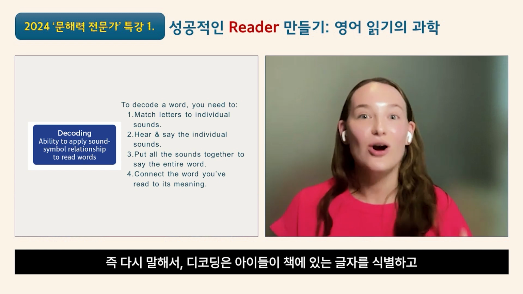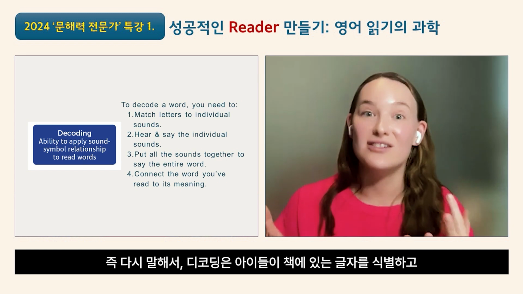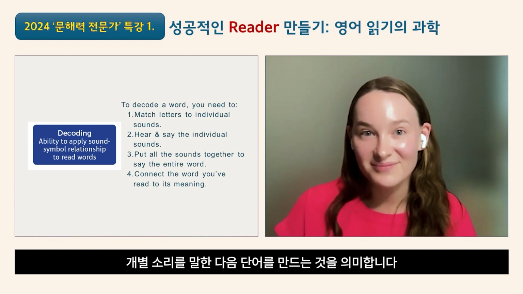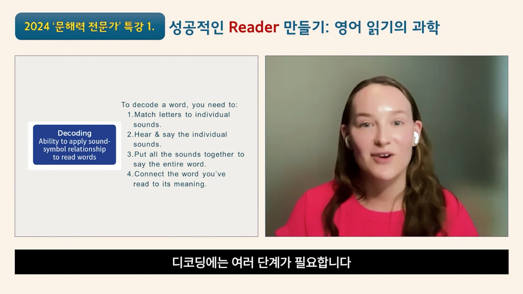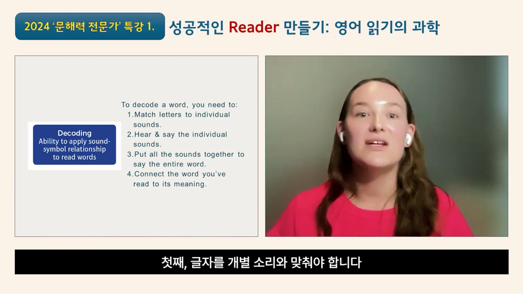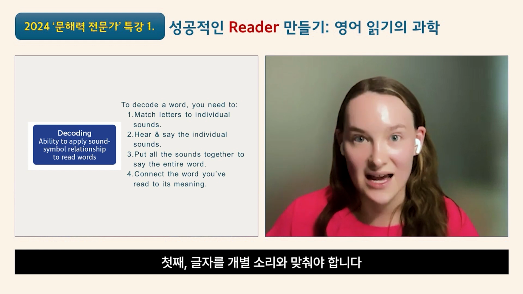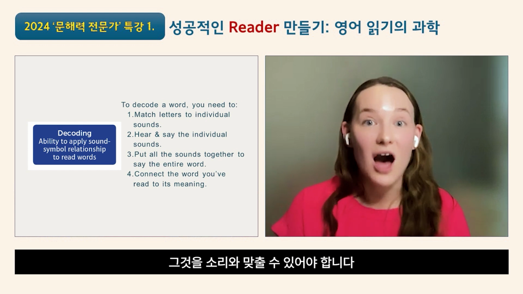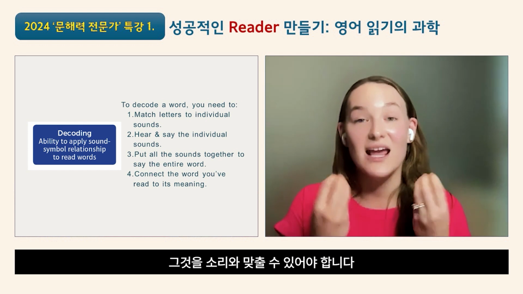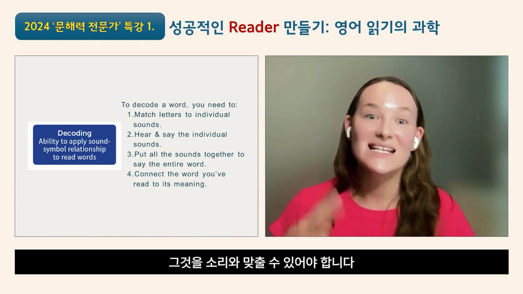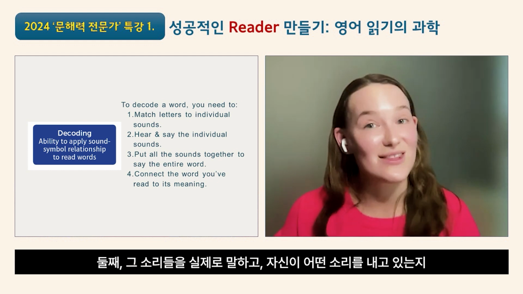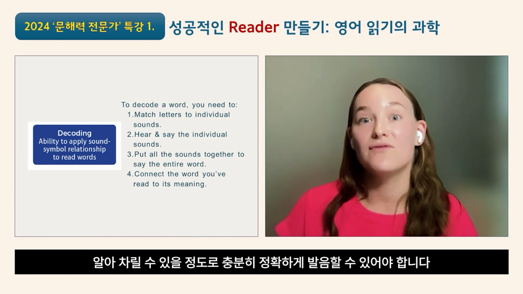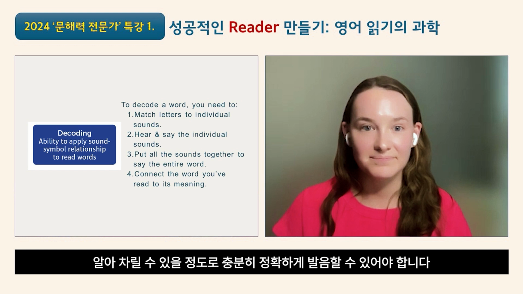In other words, decoding is when children look at the letters on the page, say the individual sounds, and then create a word. Decoding requires several steps. First, you need to match letters to individual sounds. So you look at a page and see an individual letter or combination of letters and are able to match that to a sound. Second, you need to be able to actually say those sounds and pronounce them in a way that is accurate enough that you are able to figure out what sound you're saying.